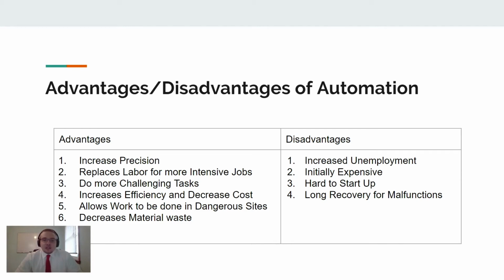And the next advantage is it replaces labor for more intensive jobs. And the next advantage is it allows us to do more challenging tasks. Like what was mentioned earlier with the crawling around in sewer pipes, if we have some sort of automated camera or VR or another method to let us do that, it greatly reduces the challenge of that task. It also increases efficiency and decreases costs. So this is the general principle when it comes to automation, and it's the pro argument for automation.